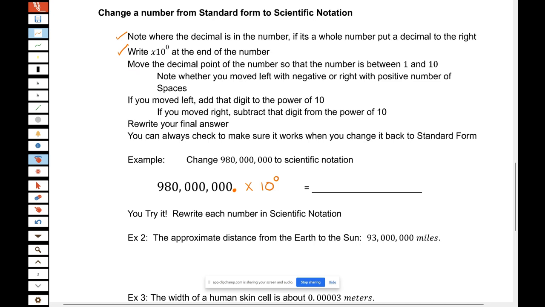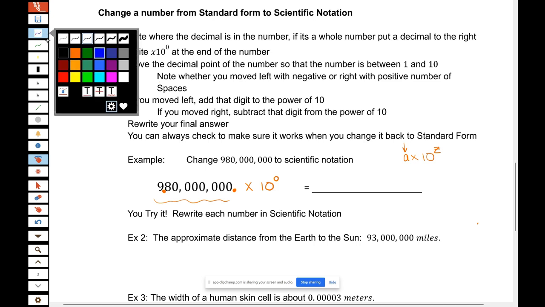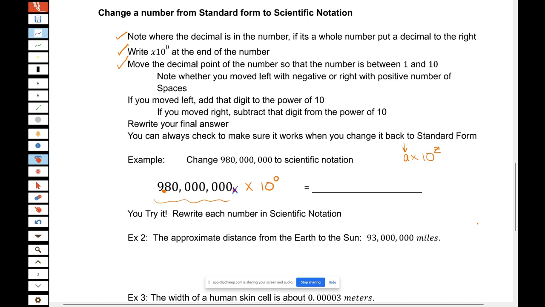Next, move the decimal point of the number so that the number is between 1 and 10. Note whether you move left with a negative or right with a positive. So I need this number to be between 1 and 10 because in our scientific notation definition, we said this number here, the A number, had to be between 1 and 10. So to make that happen, I can't have the decimal here. That's 98. That's too big. I can't have it here. It's 0.98. It's too small. It's got to be between 1 and 10. So the decimal place is going to move from where it was to be right here.